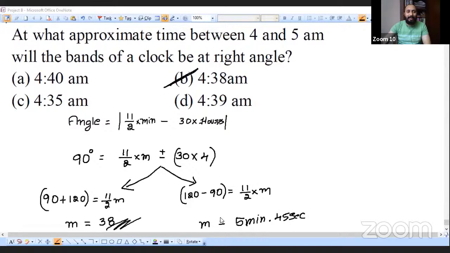If they ask the angle itself, how will you do that? Yes, directly you can do it by that method also.